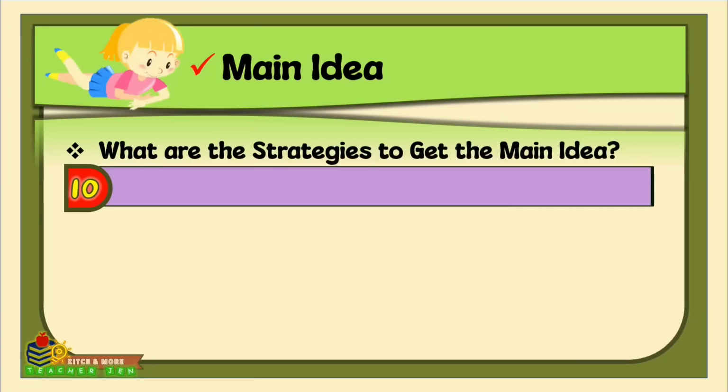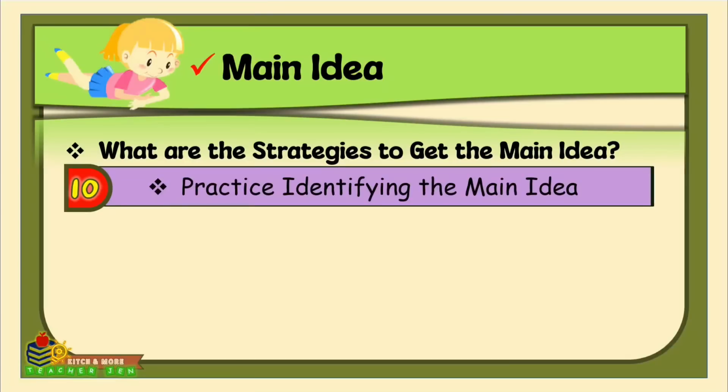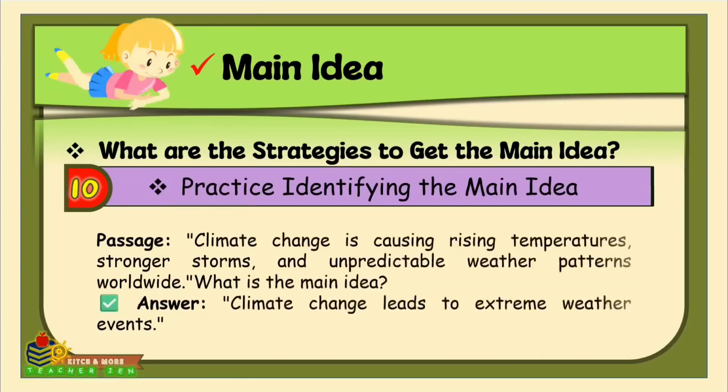Then the last strategy to get the main idea is practice identifying the main idea. The more you practice, the better you get at recognizing main ideas. Try reading different passages and summarizing them in one sentence. For example, here is the passage. Climate change is causing rising temperatures, stronger storms, and unpredictable weather patterns worldwide. What is the main idea? Correct! The answer is climate change leads to extreme weather events.